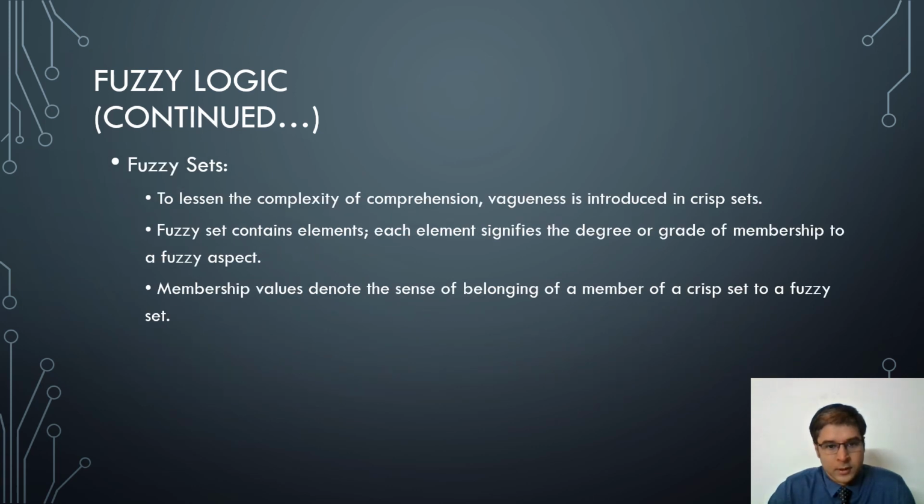Fuzzy sets. To lessen the complexity of comprehension, vagueness is introduced in crisp sets. A fuzzy set contains elements. Each element signifies a degree or grade of membership to a fuzzy aspect. Membership values denote the sense of belonging of a member of a crisp set to a fuzzy set. So fuzzy sets contain elements or variables. Each element signifies the degree or grade of membership to a fuzzy aspect. So each variable signifies that fuzzy value I was talking about. That is the membership value, which denotes the sense of belonging of a member of a crisp set to a fuzzy set. So mapping is done from fuzzy set to crisp set.